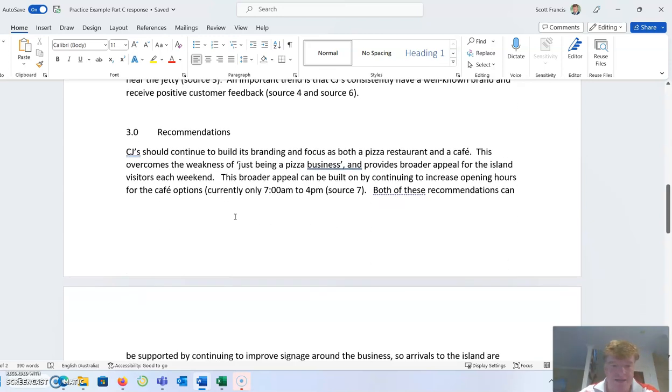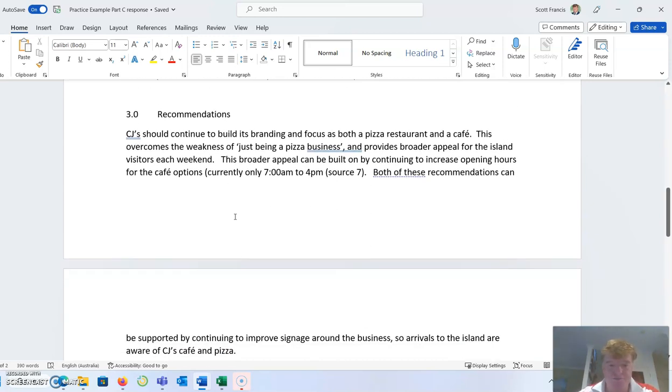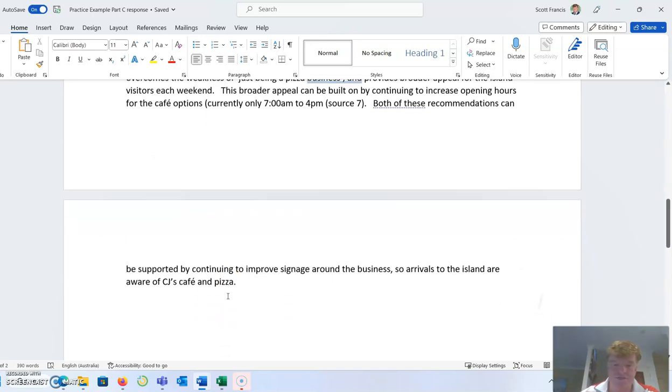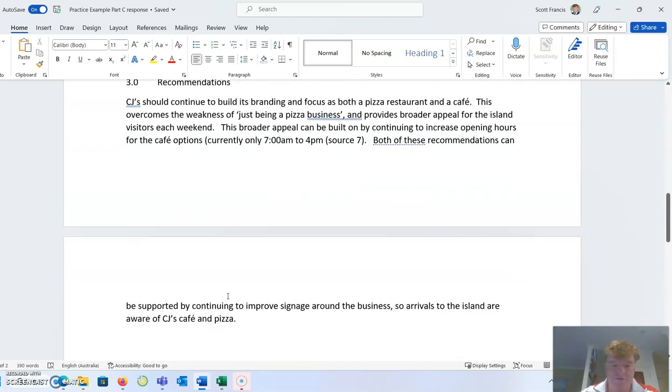So now we come to a recommendation. CJ's should continue to build its branding and focus as both a pizza restaurant and a cafe. This overcomes the weakness of just being a pizza business and provides broader appeal for the island visitors that come each weekend, and of course on public holidays too. You can build increasing opening hours for the cafe option, and also take advantage of the location. Improve some signage so that all the arrivals to the island are aware of CJ's Cafe and Pizza.